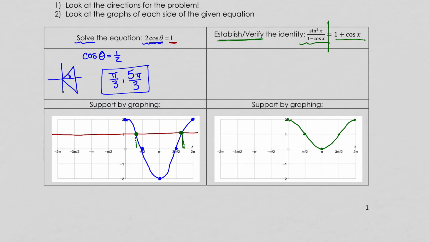Okay. Then if I go to graph the other side, that tells me my vertical shift is 1. Cosine has the amplitude of 1, so it also would look like this.